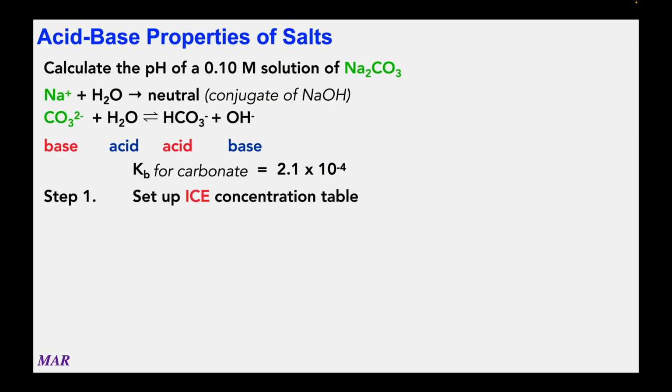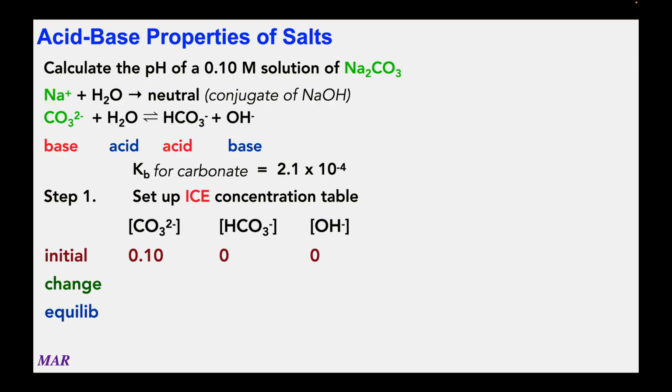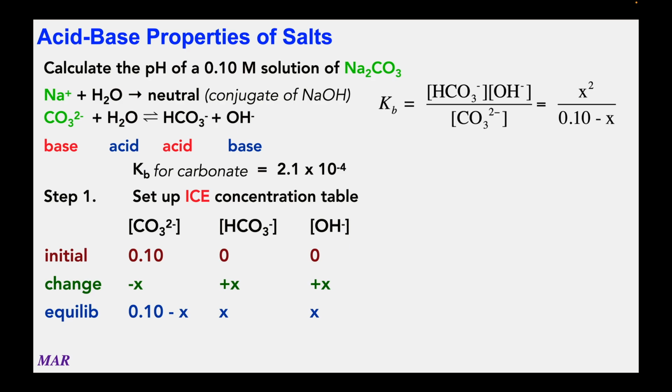No problem. You could set up the ice table. We initially have 0.10 moles per liter carbonate. We don't have any hydrogen carbonate or hydroxide initially. Carbonate will go down by X. The other two will increase by X. So at equilibrium, 0.10 minus X for carbonate and X for the other two. So just like we saw earlier, you would set all of these equal to Kb. So that would be X times X, or X squared, divided by 0.10 minus X.